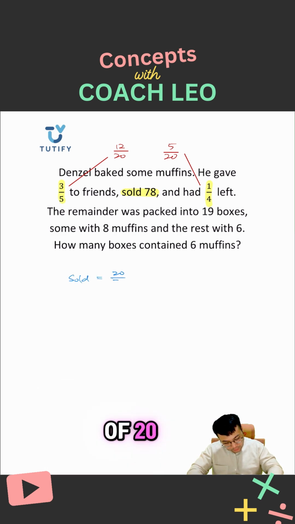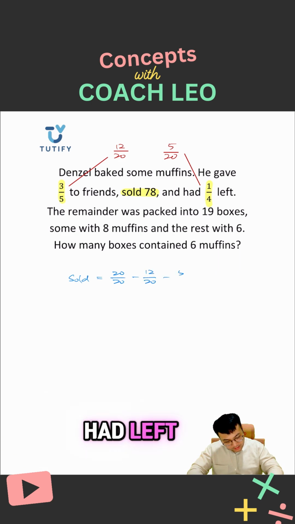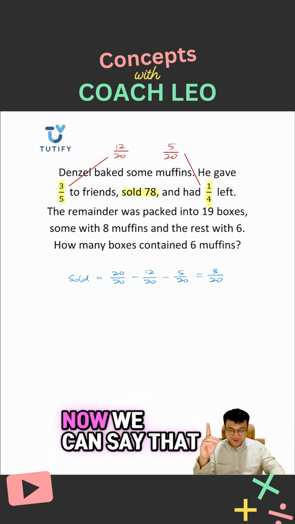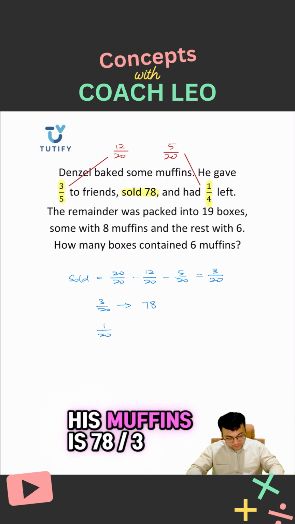Let's start with 20 out of 20, which is 1 whole, minus the amount that he gave to his friends, minus the amount that he had left, and we will have 3 out of 20 that he has sold. Now we can say that 3 out of 20 of his muffins is 78. 1 out of 20 of his muffins is 78 divided by 3.